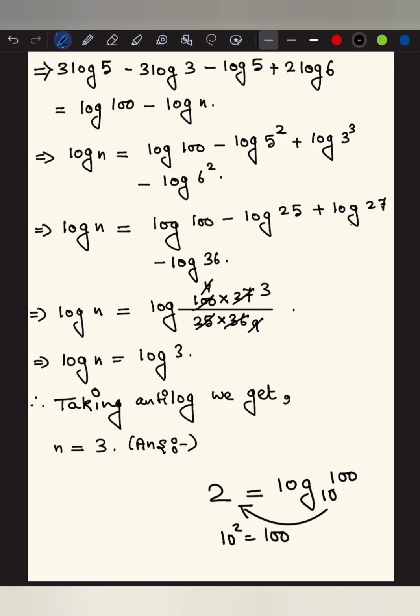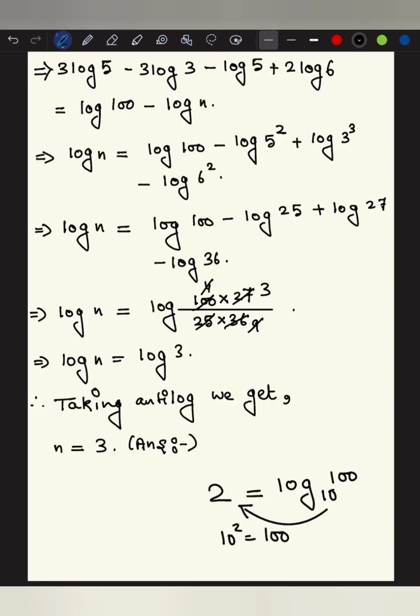plus log 3 cube, meaning log 27, minus log 6 square, meaning log 36. Understood? Which implies log n equals, the terms which are added will get multiplied, and the terms which are subtracted will get divided. So it becomes log of 100 into 27 divided by 25 into 36. Okay, so 25 and 100 get cancelled out, and it becomes 4. Again 4 and 36 becomes 9. And 9 and 27 becomes 3. Okay, so we got log 3.